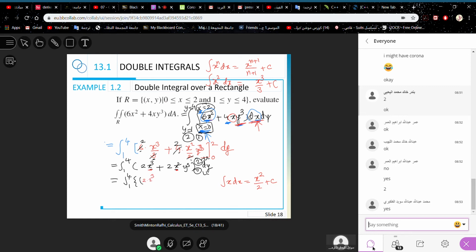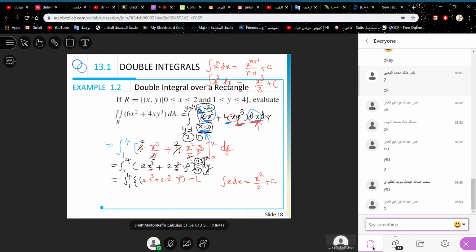cube plus 2 into 2 square y cube, minus. What is the lower limit? 0. So wherever there is x, plug in this lower limit: 2 times 0 cube plus 2 times 0 square y cube.